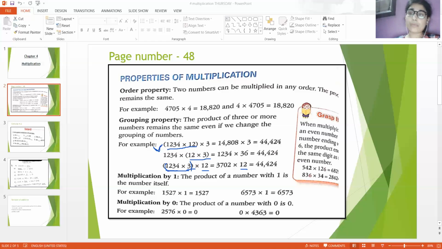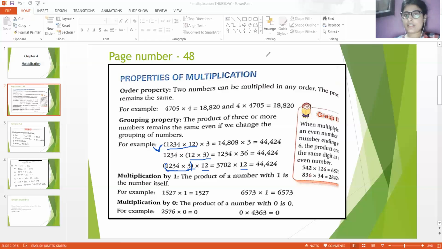So the grouping property says when we multiply 2 or 3 or more numbers, the answer will remain the same if we change the grouping of numbers. First we take the first two as a group, and in the next question we can take the last two as a group, or we can make another group like this.